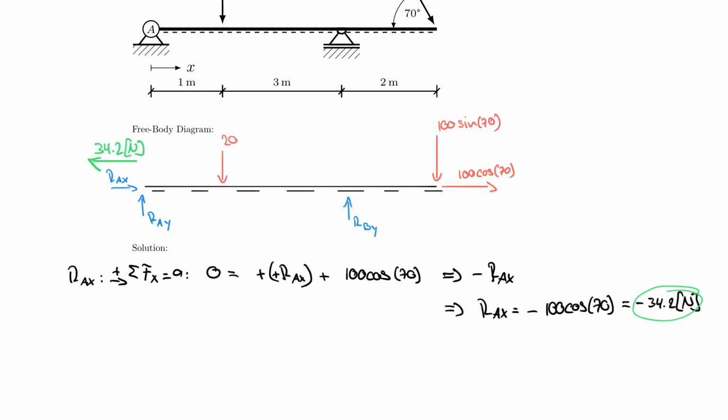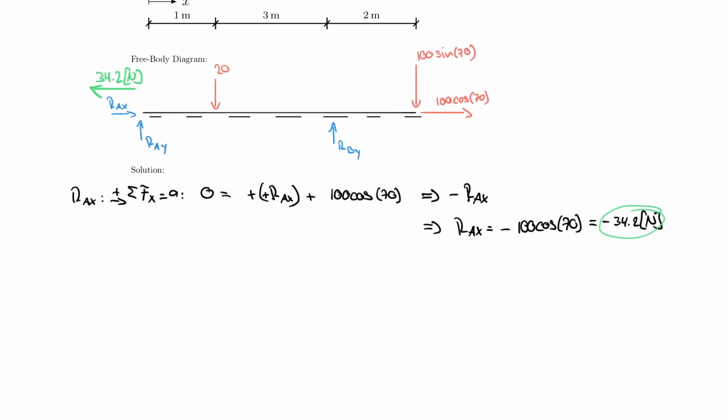And please also note that in sketches you never use a negative number. So never put a negative 34.2 in the right direction. Always put a positive 34.2 in the left direction. All right, the same is true for all the other equilibrium equations. Let's go ahead and solve those.